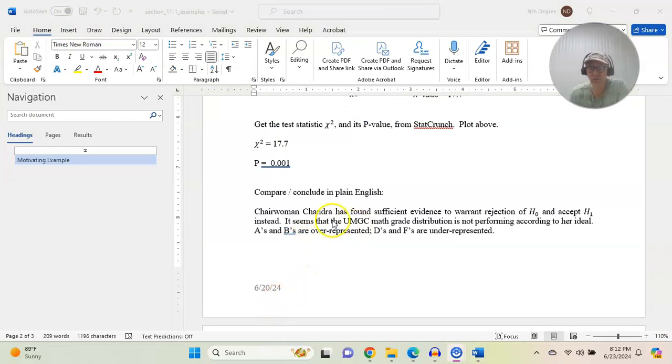So I'm going to propose wording something like this. Chairwoman Chandra has found sufficient evidence to warrant rejection of the null hypothesis and accept the alternate hypothesis instead. It seems that the UMGC math grade distribution is not performing according to her ideal. A's and B's are overrepresented, while D's and F's are underrepresented.